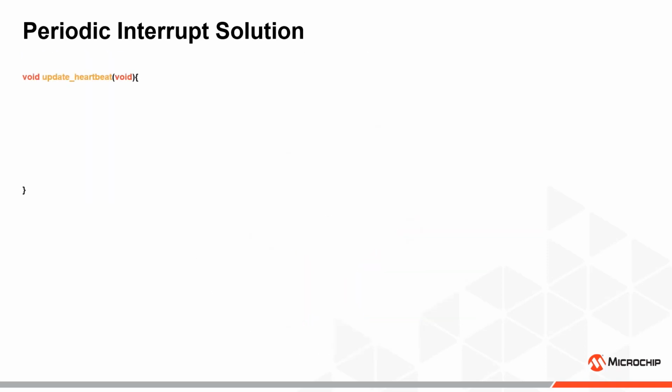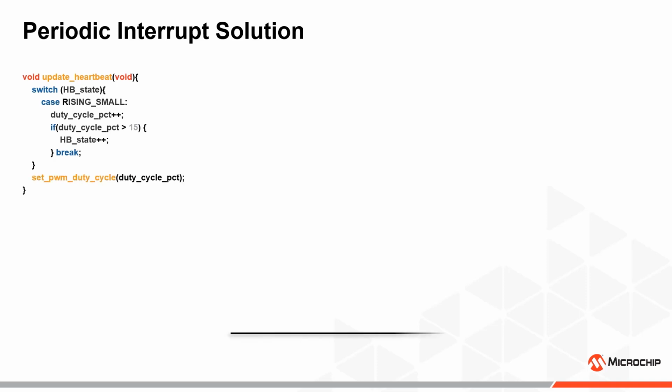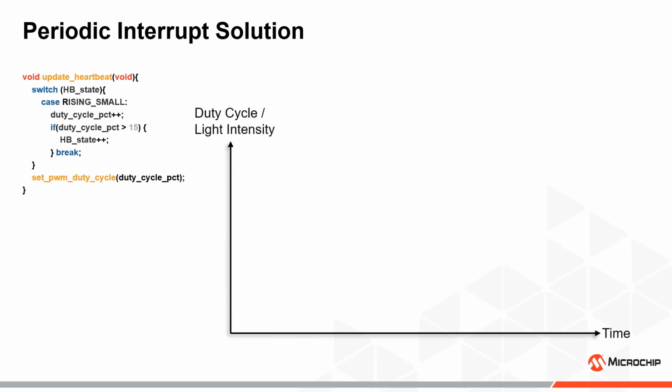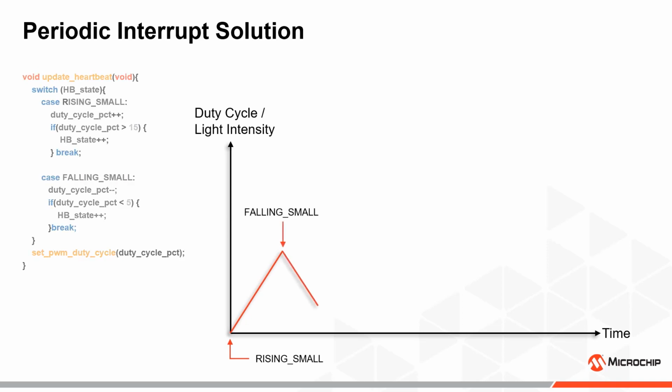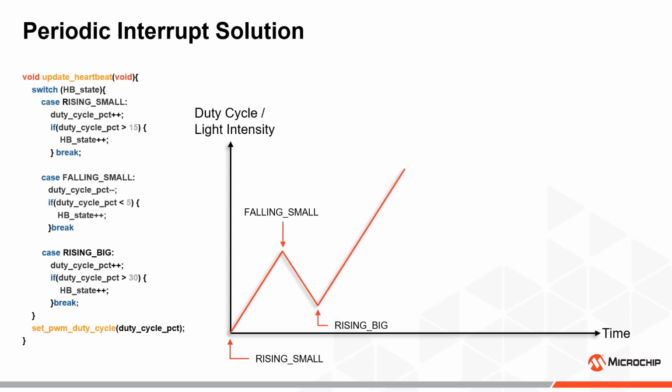In the update heartbeat function, we use a switch case on the current heartbeat state. Each time the function is called with the rising small state, we want to increase the duty cycle variable up to a desired value before transitioning to the next state. We also make sure to update the duty cycle with the new value after the switch case at the end of the function. We continue to configure each case to produce a similar output as the busy wait solution.